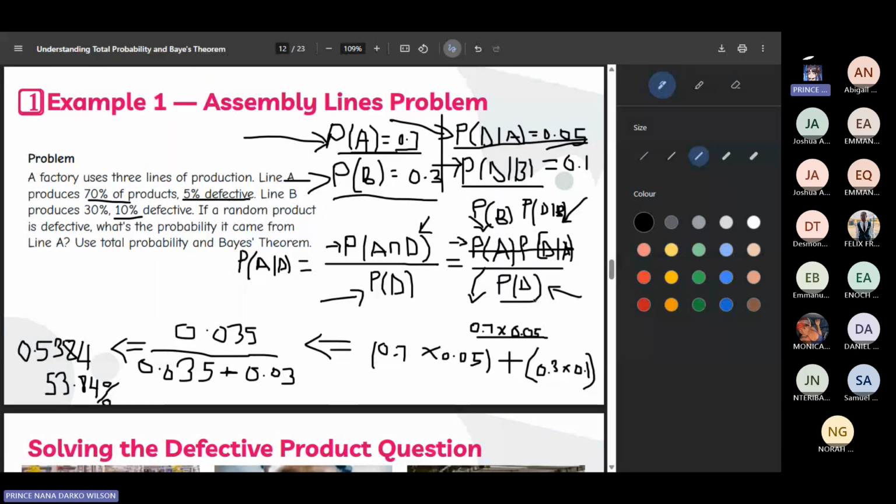I hope we are clear. Another way you can look at this is, if you were asked what's the probability of picking a defective product from B instead, after you have your A, you can just use probability property one, which says 1 minus one event gives you the probability of the other side. So 1 minus 0.5384 will give you the probability of picking a defective product that comes from B.